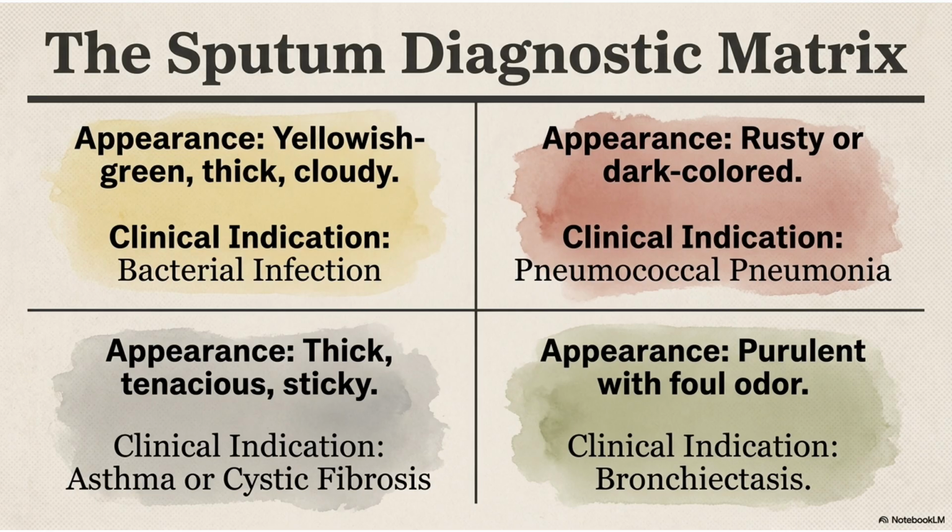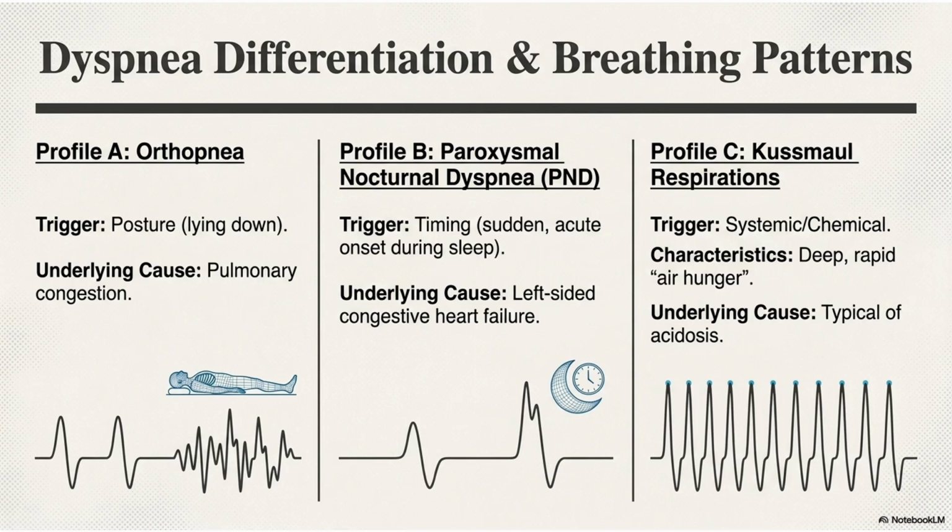Sputum characteristics are a major diagnostic tool. Yellowish green thick sputum suggests a bacterial infection, while rusty or dark colored sputum is a classic sign of pneumococcal pneumonia. Thick, tenacious sputum is common in asthma or cystic fibrosis, and purulent sputum with a foul odor often indicates bronchiectasis. It's important to differentiate between types of breathlessness, right?